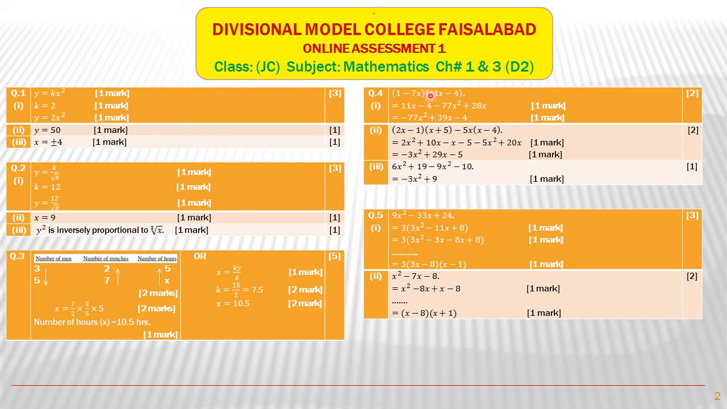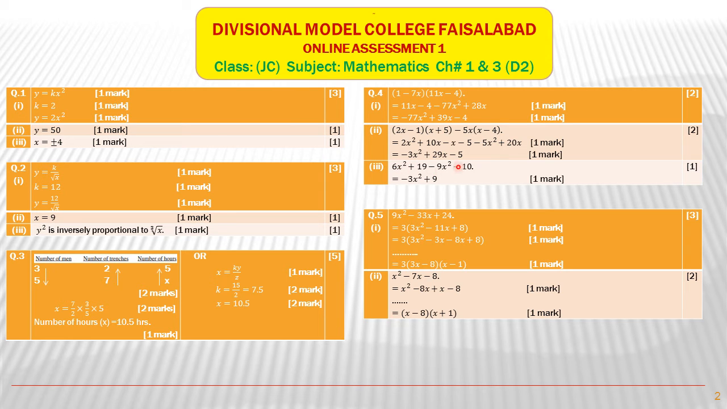In question number 4, you are asked to expand and simplify. For the expansion and getting this expression in any order, you will get 1 mark, and then simplifying, that is collecting the like terms and writing this expression in any order, you will also get 1 mark. Similarly, in second part, expanding and getting this expression, you will get 1 mark, and then collecting and simplifying the like terms and getting this expression in any order, you can get 1 mark.